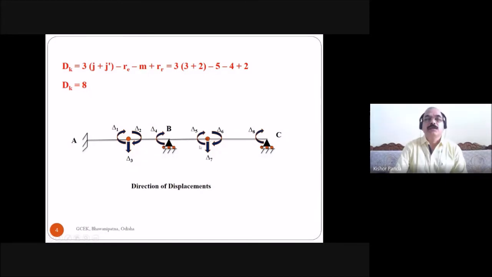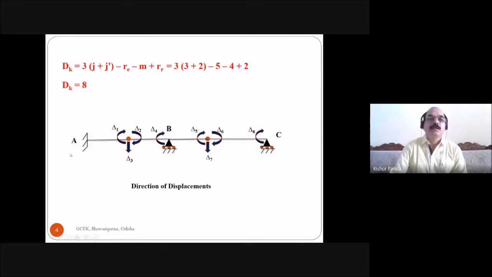And here also there are three displacements: rotational at both ends of this member, and rotational displacement at both ends of this member, and at the internal hinge the vertical displacement takes place. And at B there is only the rotational displacement, because this is the support, so no displacement takes place. And here also this is the support, there is no displacement, only the rotational displacement takes place here.